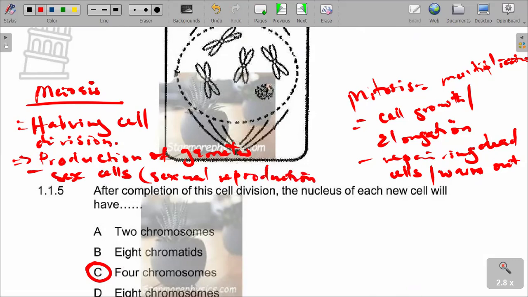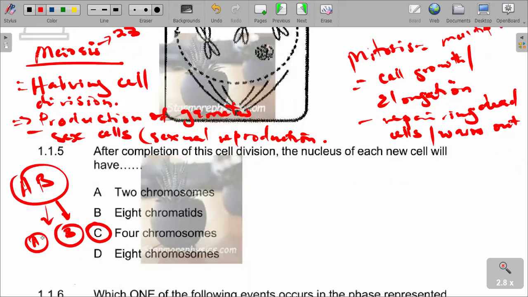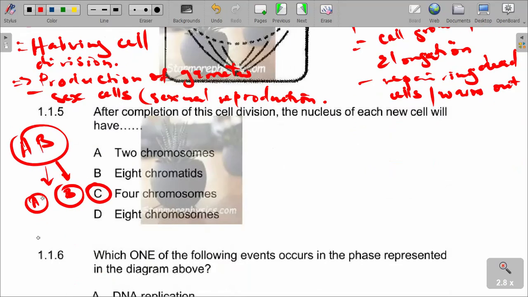So we have 46 chromosomes, and after meiosis has occurred, it gives us 23. We have chromosomes A and B, and then after meiosis we are going to have A and B as different cells formed after cell division has occurred. So I want you to take note of this because you shall see that they are the foundation for you to understand the cell division process.